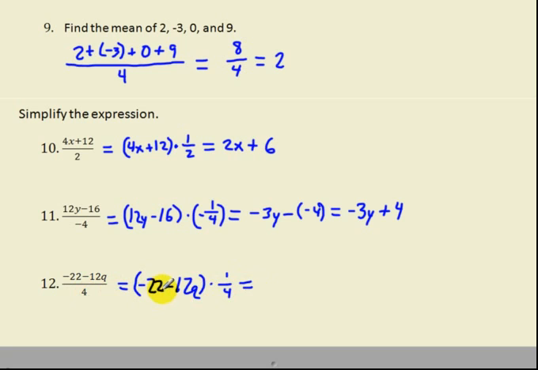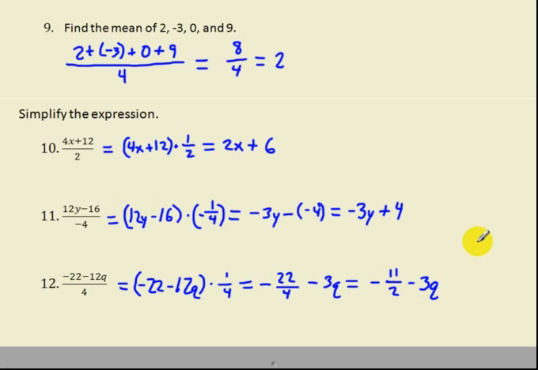Okay, so now negative 22 divided by 4, that's going to be a negative. And for now, I'm just going to write this as 22 over 4. And then minus 12q divided by 4. Well, 12 divided by 4 is 3, so 3q. And then I'm going to simplify that fraction, because even though 4 doesn't go into 22, we can divide each of these by 2. So this is equal to negative 22 divided by 2 is 11, and 4 divided by 2 is 2. So negative 11 halves minus 3q.